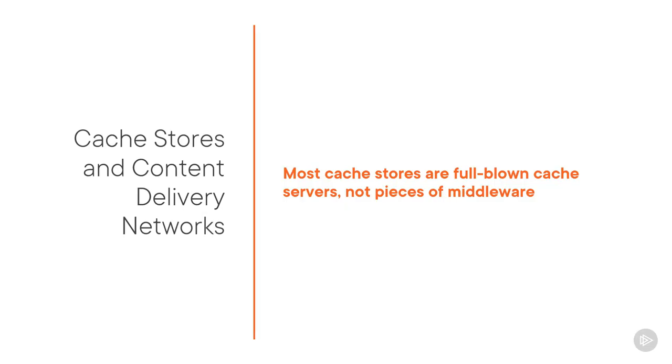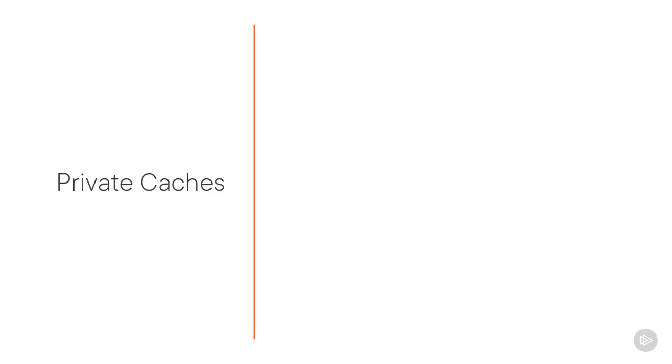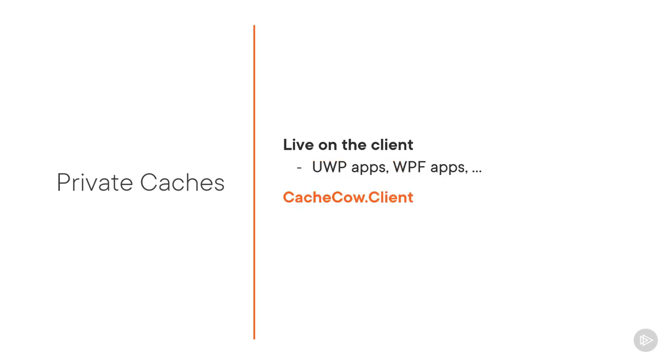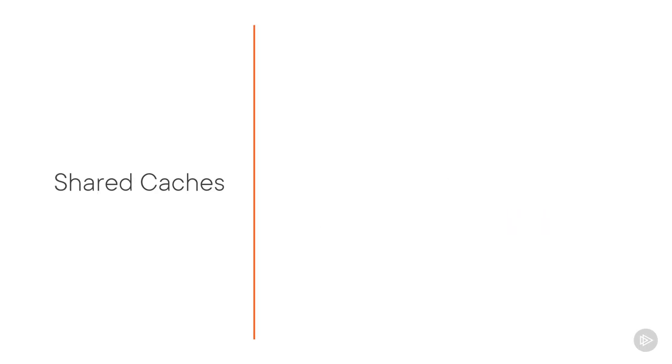Let's start with private caches. Those live at the level of the client, so those are a bit easier typically. Now, implementing this is out of scope for this course as we are working on the server. We are not building a client application, we're building the API. Yet, if you are building client-side applications in .NET Core, like a UWP or WPF app, you will probably want one of those. A good example is cashcow.client. You can find that via the link on screen.